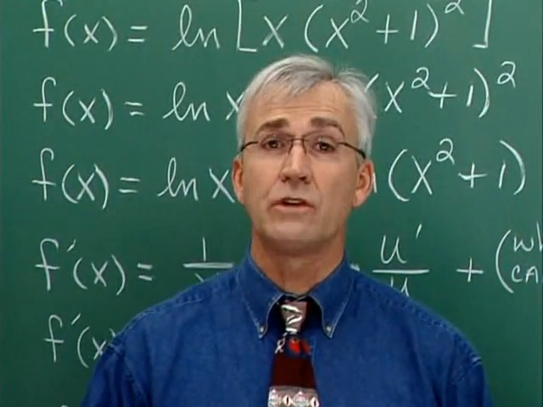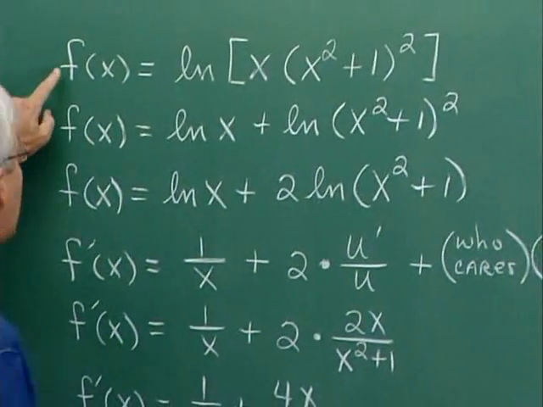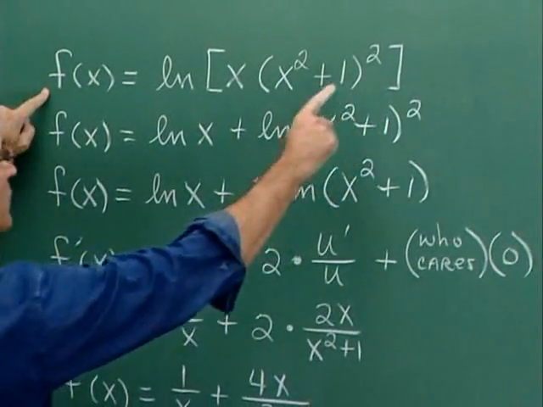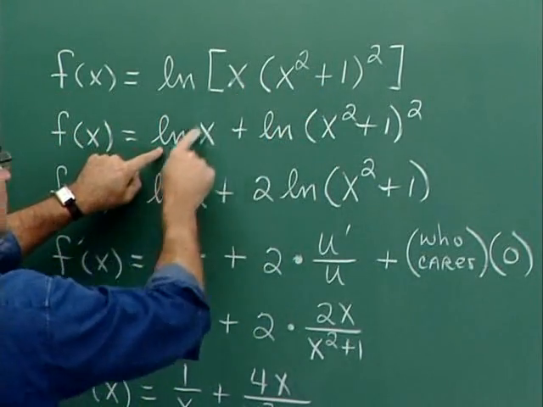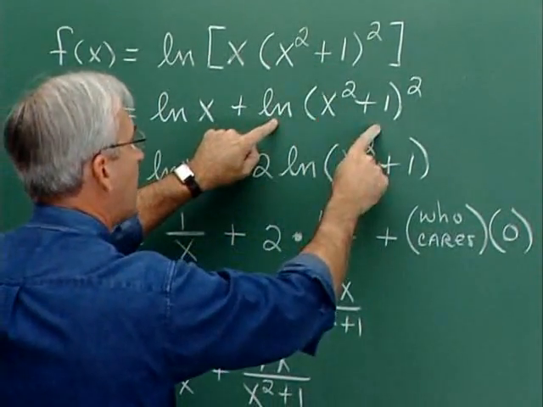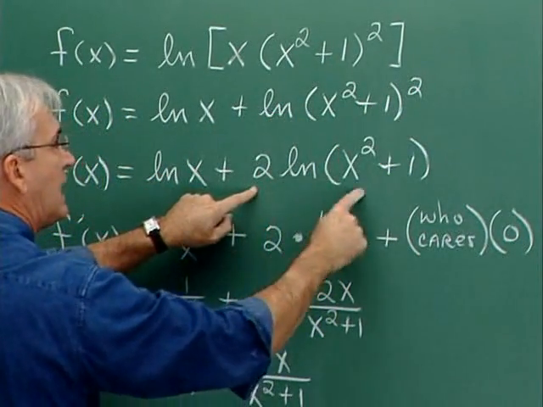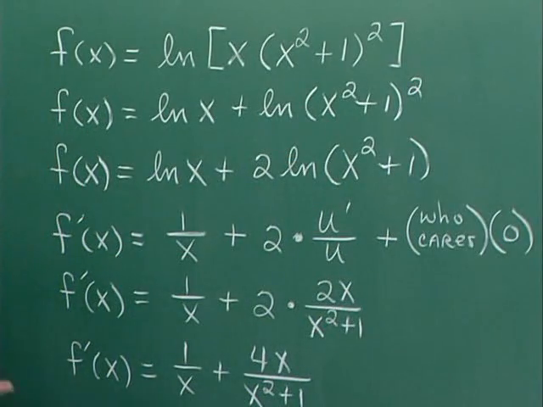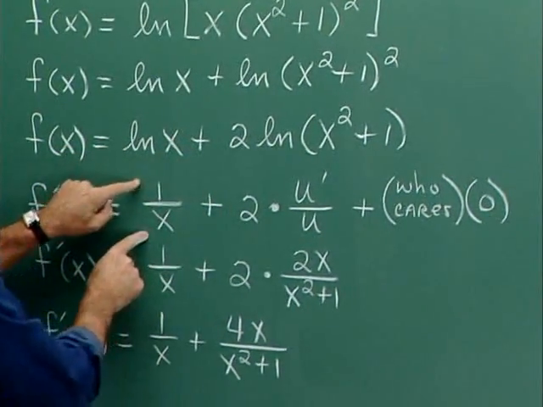Here's another situation where it's valuable to rewrite before we go into the derivative. If f of x is this, then we rewrite by expanding. We have a product here, so it's the natural log of one factor plus the natural log of the other factor. And here we get to use the power rule. This is 2 times ln of this expression. And now we can go through and find the derivative. The derivative of ln x is just 1 over x.